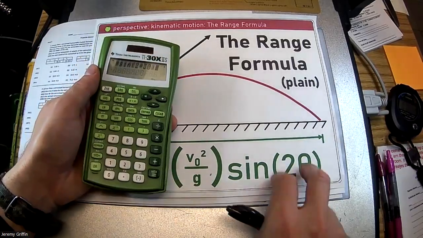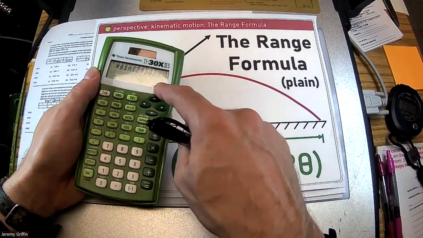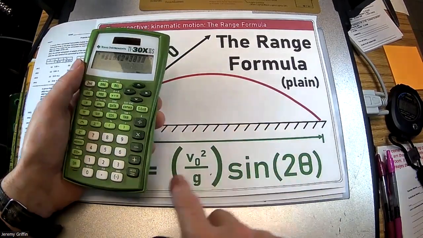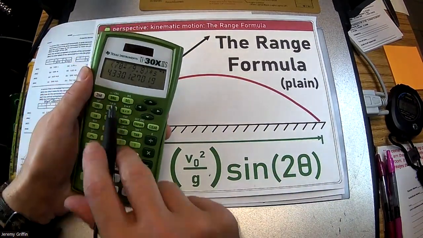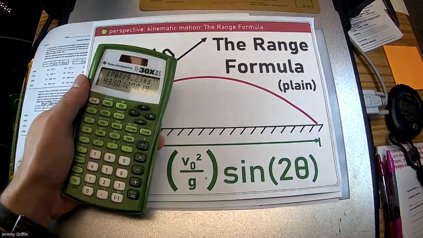Now I know what the answer better be. The only answer on the screen better be 433 meters, right? Let's see if it takes care of it. Oh, it's 433 meters. Look over there, it says 433 meters. All right, you guys see that?